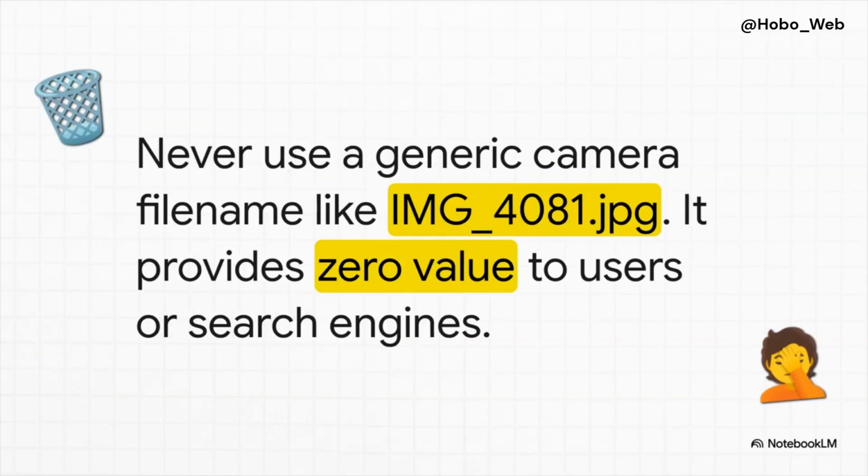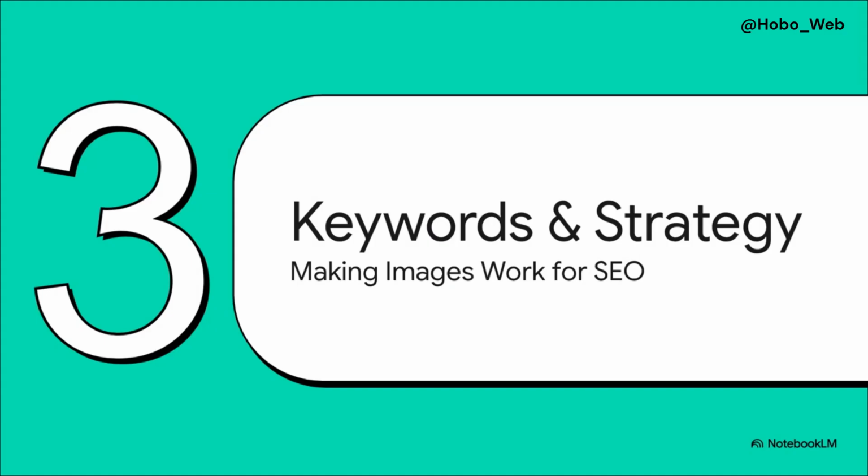And finally, please never, ever use a generic camera file name as your alt text. Something like img_4081.jpg, that provides absolutely zero value to a person or to a search engine. It is a completely wasted opportunity to add meaningful context. Okay, so now that we have the rules down, let's level up and talk strategy.